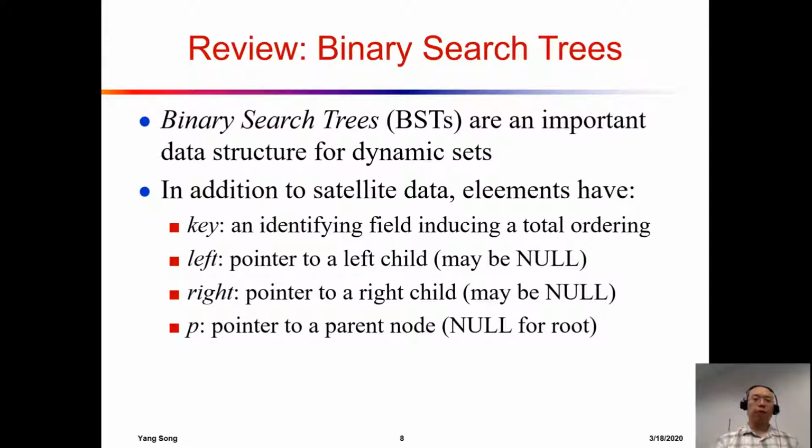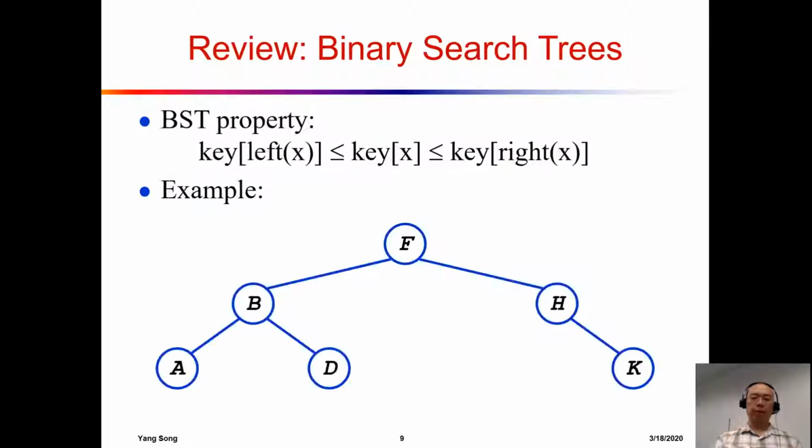So for a binary search tree, each node should have at least these things. It should have a key, a left pointer to the left child, a right pointer to the right child, and a p, which is a pointer to the parent. So if we have a node, it knows the left child, the right child, and also the parent. For the binary search tree, the important property is that the key of the parent should be greater than or equal to the key of the left child, and it should be smaller than or equal to the key of the right child. This is the binary search tree property.